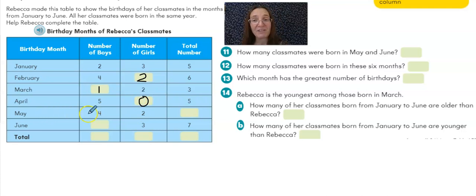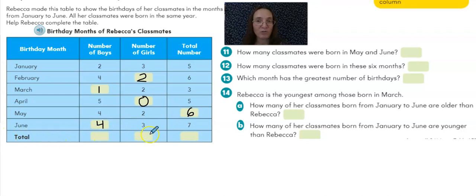Now in May down here, we know there were 4 boys and 2 girls. What would the total be? 4 plus 2 is 6. And finally, for the month of June, we don't know the number of boys. We know there are 3 girls and 7 altogether. 7 minus 3 is 4, and 4 plus 3 is 7.